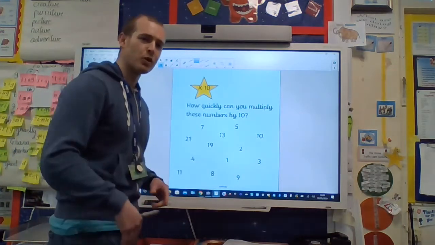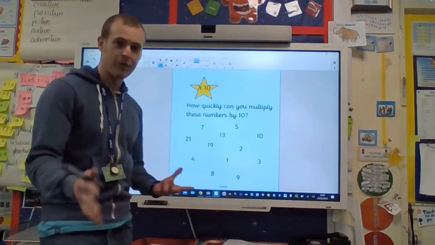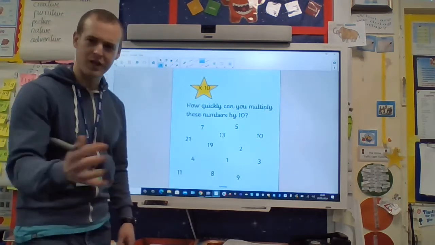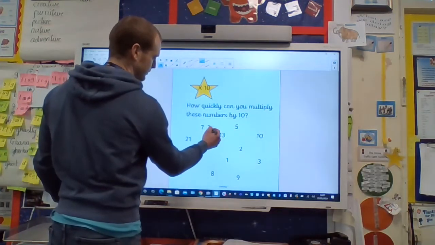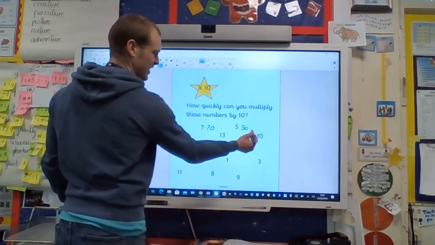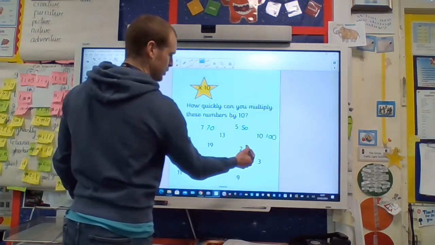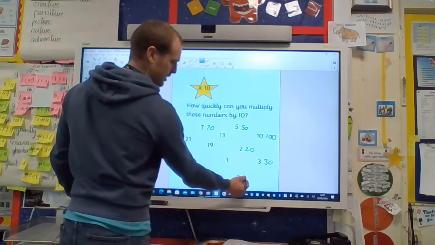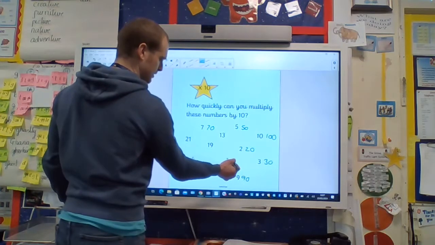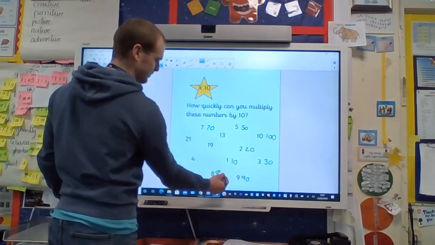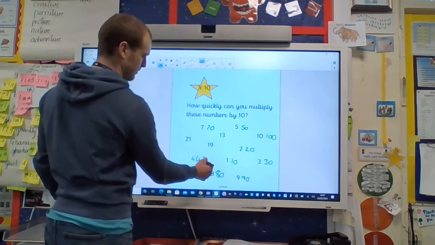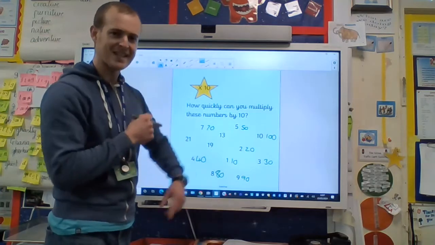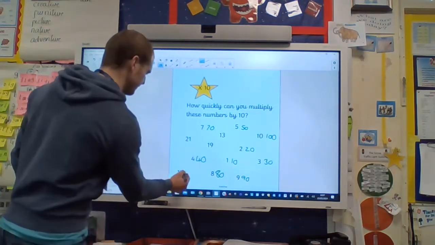Great stuff, guys. Could you multiply each of these numbers by 10? There were a few in there which might be a little bit of a challenge. 7 times 10, 70. 5 times 10 is 50, 10 tens are 100, 2 tens are 20, 3 tens are 30, 9 tens are 90, 1 times 10 is 10, 8 tens are 80, 4 tens are 40, 11 tens. Now 11 tens is 1 ten more than 10 tens. I think that's 110.